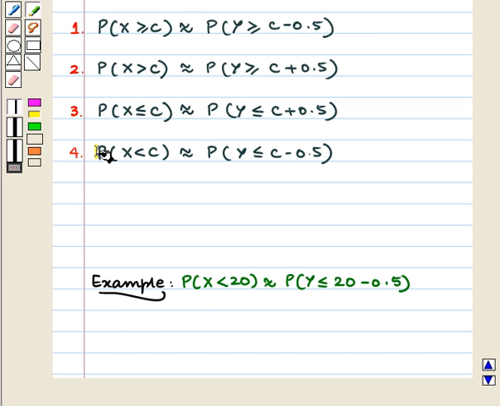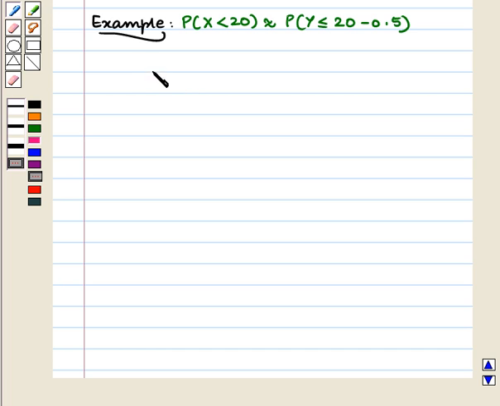Here we use the last rule. Probability of x strictly less than c is approximately equal to probability of y less than equal to c minus 0.5. This implies probability of x strictly less than 20 is approximately equal to probability of y less than equal to 19.5.